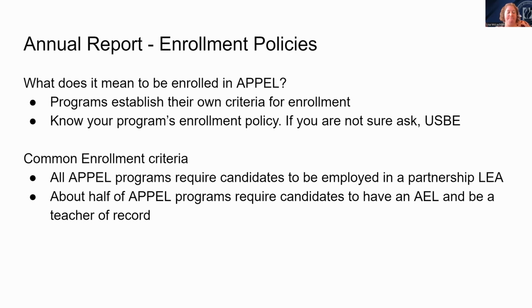Now, there could be a program that doesn't require that anymore, and I'm just not aware of it. It's not a state requirement that they're employed, but as far as I know, all APPEL programs require them to be employed in some capacity. And when we did a search, we got information from our programs. About half of them required candidates to have an associate educator license and be a teacher of record. But the other half of the programs decided they were okay working with candidates that had an LEA-specific license, or, for example, paraprofessionals who usually don't have a license at all, but want to get a license.